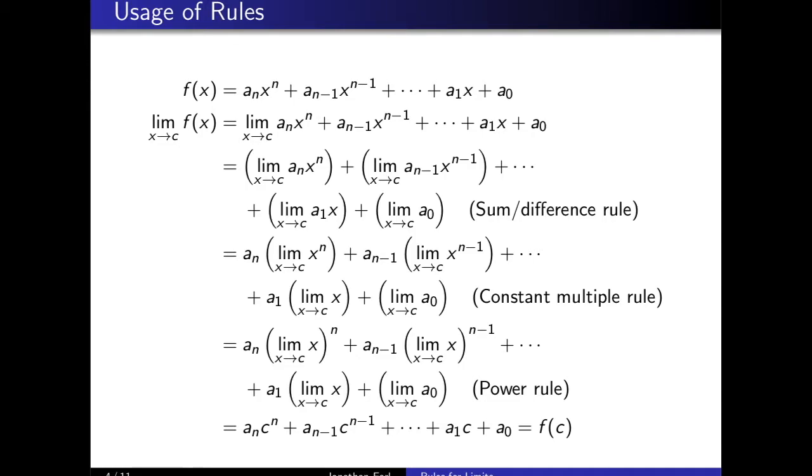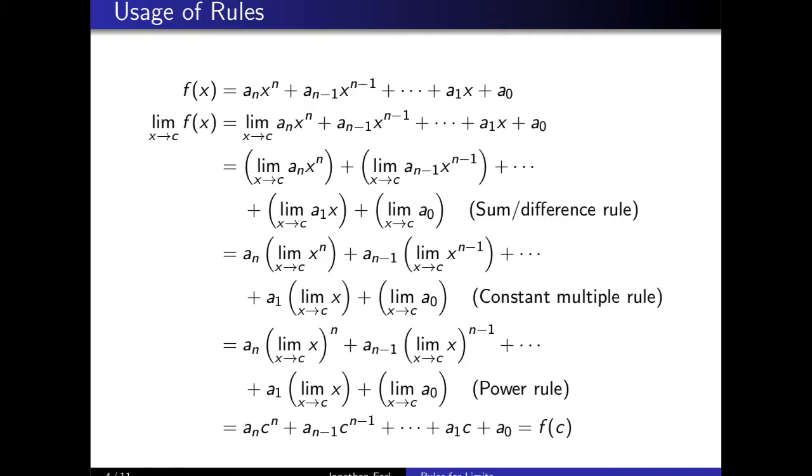And then what we said the last time is that if we have the limit as x goes to c of just x, what we're asking is, as x goes to c, what is x behaving like? Well, x is behaving like c, so that tells us that each of these places where we have a limit as x is going to c of x is just going to be a c. And then our limit as x goes to c of that constant a_0 is just a_0.